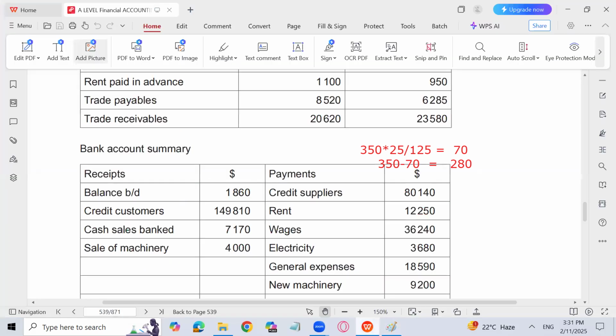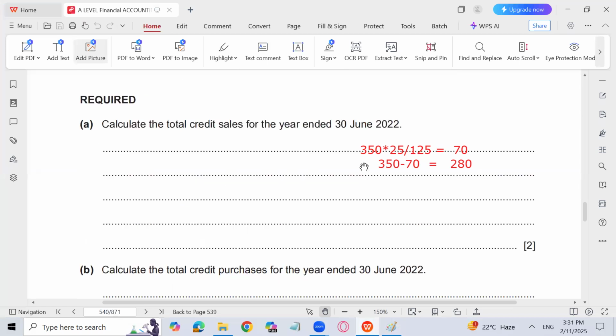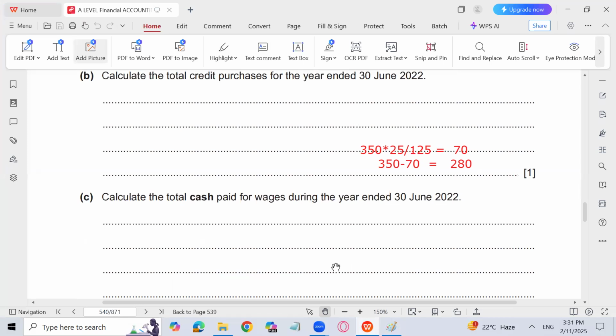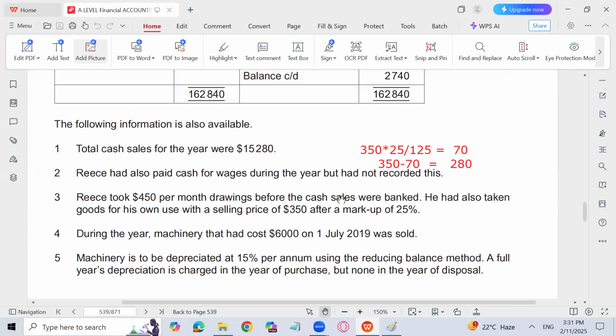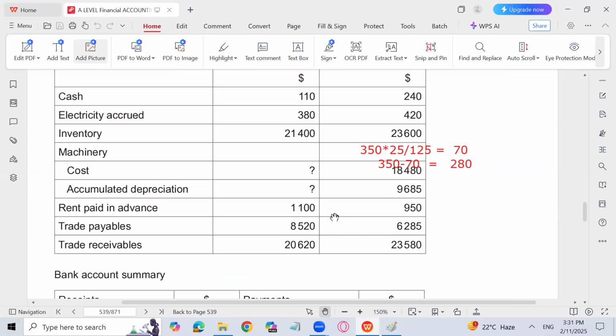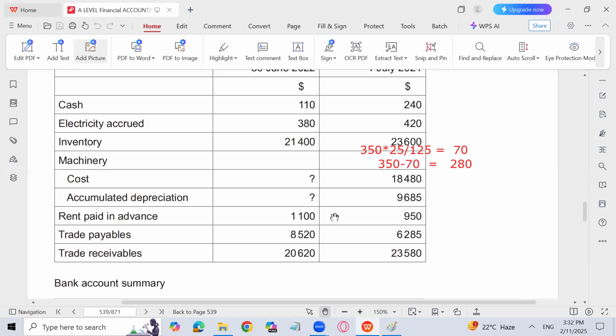Even if the examiner doesn't ask us to prepare the total credit sales, we have to find that actually for the statement of profit and loss, credit purchases also. And we have to prepare the cash account also, because we need to find the amount of wages to be written in the expenses. So let's prepare the cash account. Cash account is one of the accounts which you can prepare at the start, in the middle of the question, or at the end of the working, but before the statement of profit and loss, obviously, right?